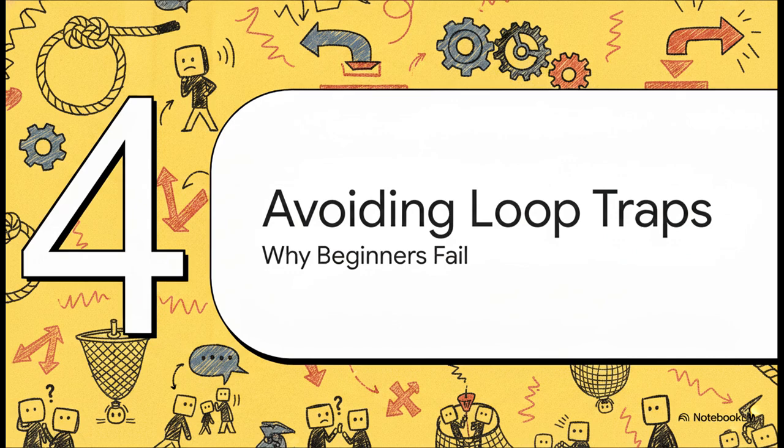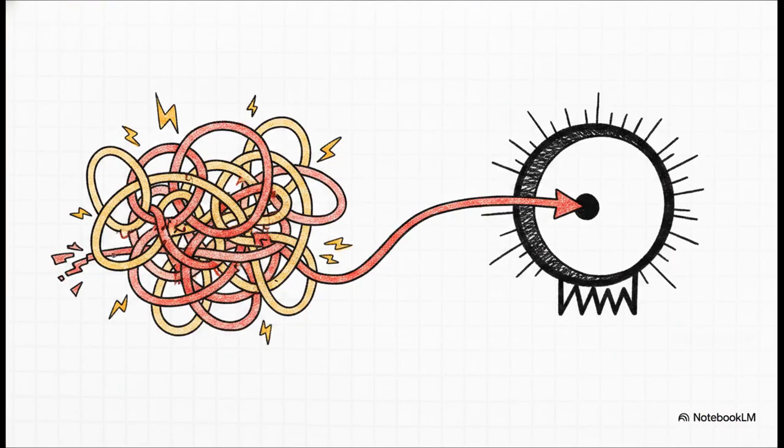Let's look at Section 4, Avoiding Common Loop Traps. Why Beginners Fail. Okay, before you go off automating your entire workflow, we need to be incredibly careful to avoid these specific pitfalls. The biggest temptation by far? Automating a process before you even understand it. If you haven't manually mapped out the steps first, you're just going to get really fast, confident garbage.